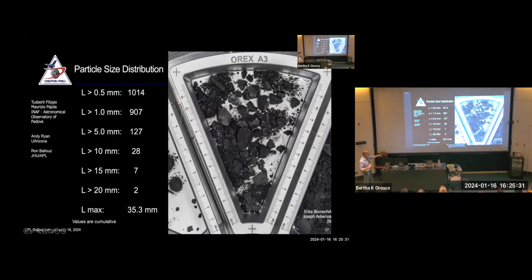So that's here, the biggest particle, 35 millimeters. And then this is cumulative. So we see 2 particles bigger than 2 centimeters or 20 millimeters. That includes this one. And so 7 includes these 2, et cetera. So we have over 1,000 particles that are greater than 0.5 millimeter, and about 28 particles that are greater than 1 centimeter. So a fantastic astromaterials collection, enough material to keep the community busy for decades into the future.